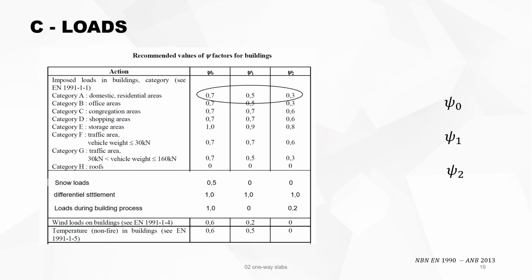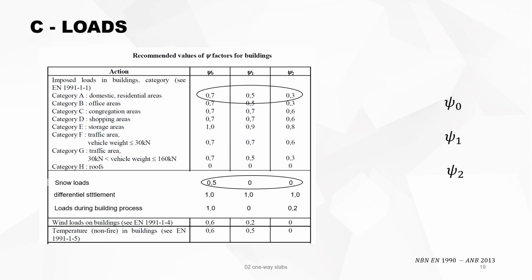Special attention is drawn to 0.7, 0.5, and 0.3. In most common cases for a normal building, you will use 0.7, 0.5, 0.3. If you remember those figures, then you can very quickly make your load combinations.